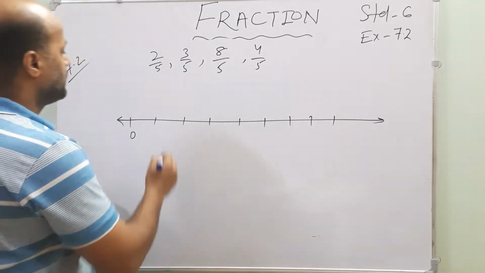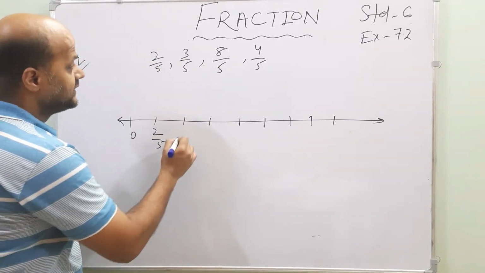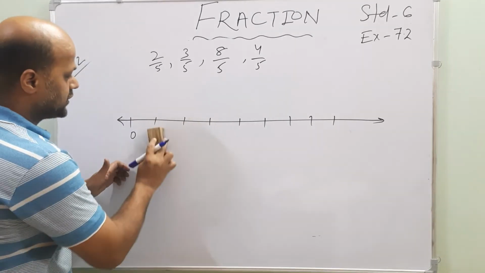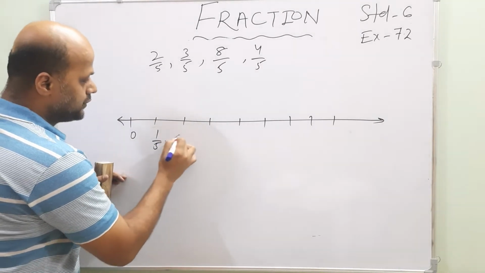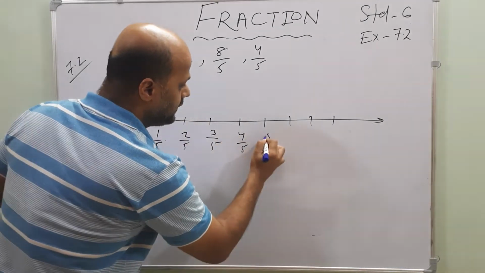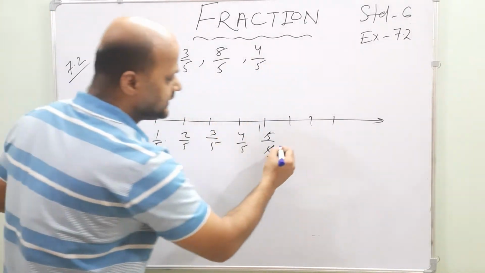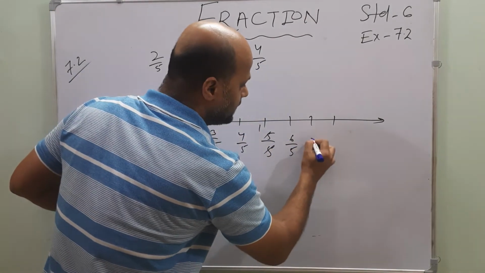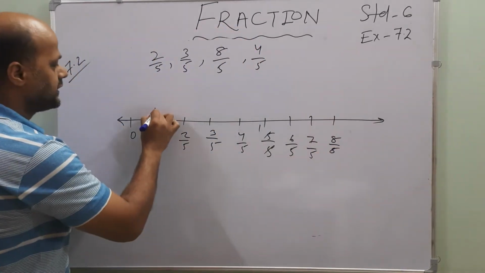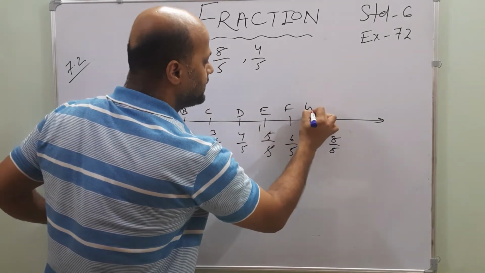What will it be? The first one is 2 by 5. Sorry, the first one is 1 by 5, 2 by 5, 3 by 5, 4 by 5. 5 by 5 is nothing but 1. Then it is more than that, so take 6 by 5, 7 by 5, 8 by 5. So write here A, B, C, D, E, F, G and H.